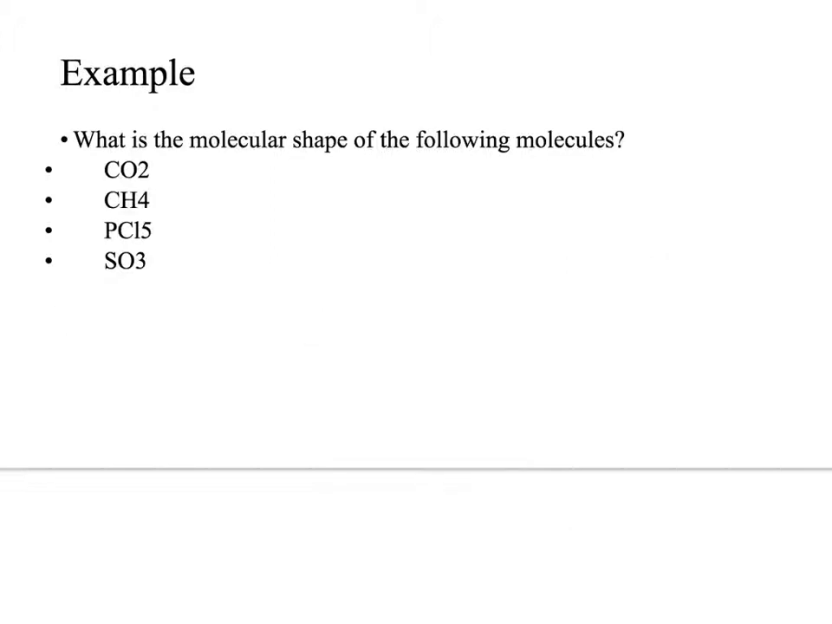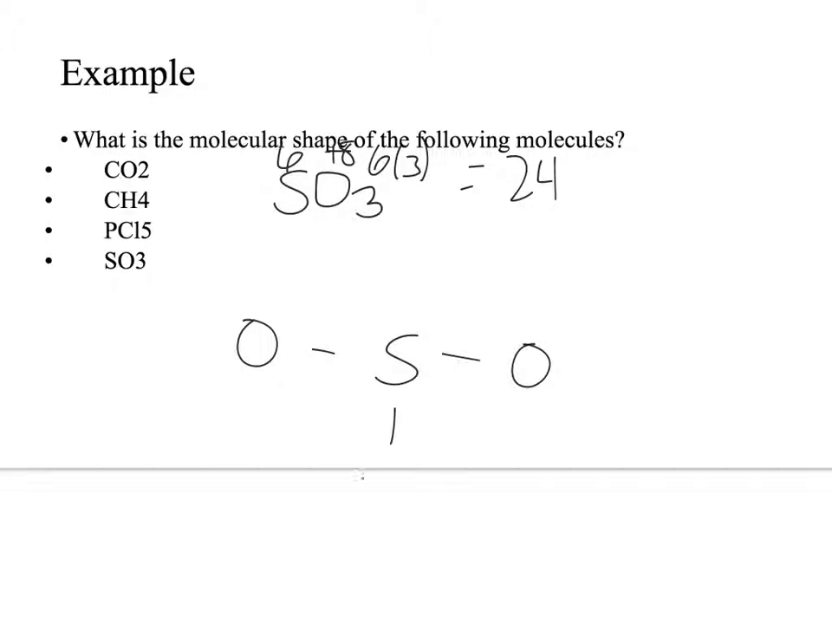Alright, finally, SO3. That gets us 6 plus 18, well, 6 times 3, 24. So S, O, O, O gets us 2, 4, 6. And then we have 8, 10, 12, 14, 16, 18, 20, 22, 24. I'm going to erase that a little bit. 24. Please notice that I'm putting things in pairs.